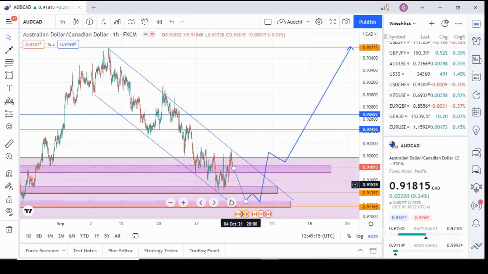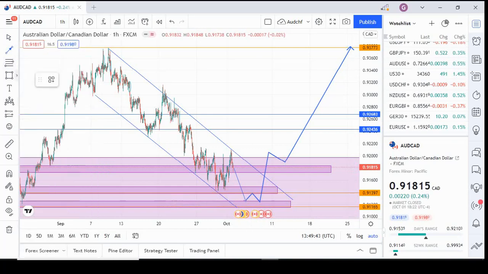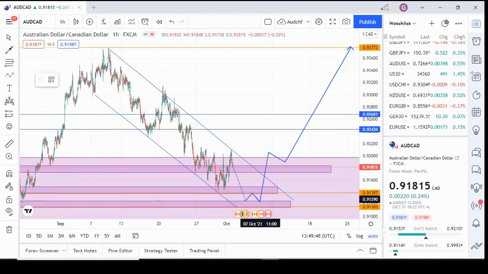With all that being said, I'm anticipating price to move from this level, come back to play around this key area, and then from there go to the upside, creating that bullish type of structure. Bear with me, guys, I'm just trying to find the path tool. Yes, now with the path we can go in.